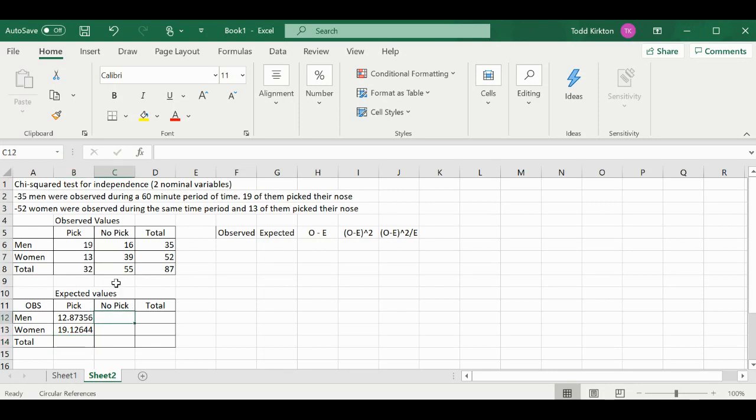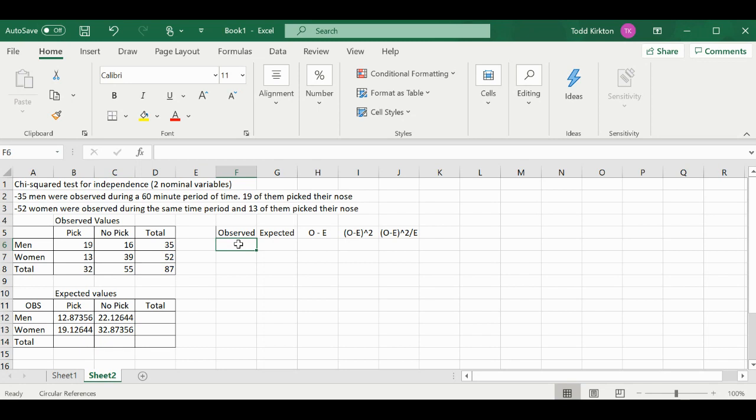And then for the no pick, it's the row total times the column total divided by overall total. And for the women no pick, row total times column total divided by overall total. If you want to check, these should add up to 32 and 55, just like they did there. I'm not going to check it.